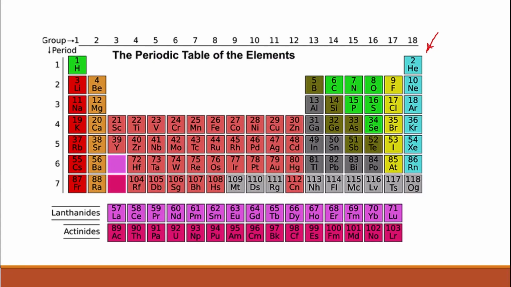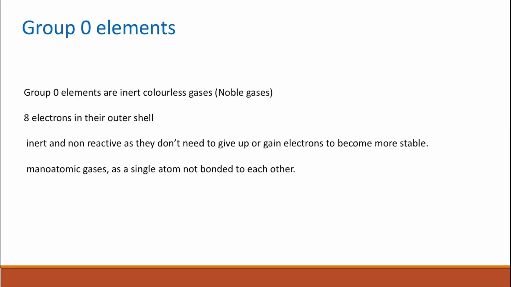So when we look at the periodic table, we are going to find the group 0 elements are the ones at the far right of the periodic table. So these elements which are at the far right, these are called the group 0 elements. Group 0 elements here are the elements which are inert colorless gases.